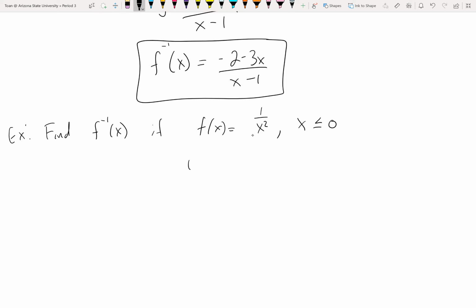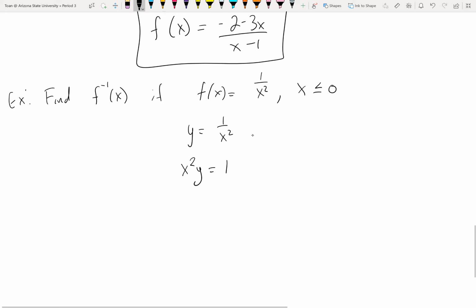First thing I'll do is change the f of x into a y. Then I'll go ahead and solve it. So I'm going to get rid of the fraction, multiply by x squared. X squared y equals 1. Divide out the y. X squared equals 1 over y.